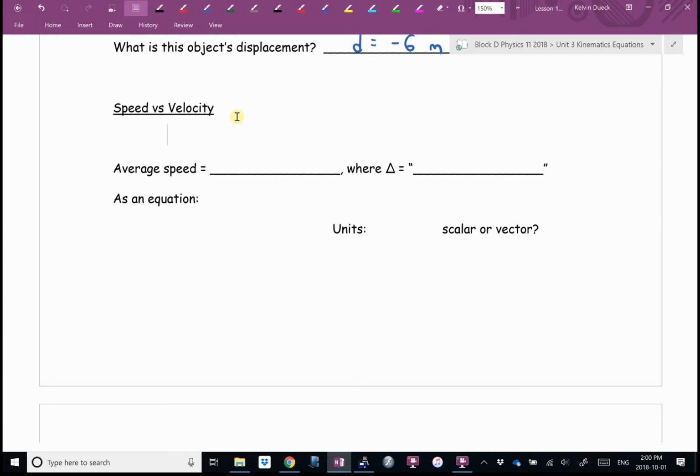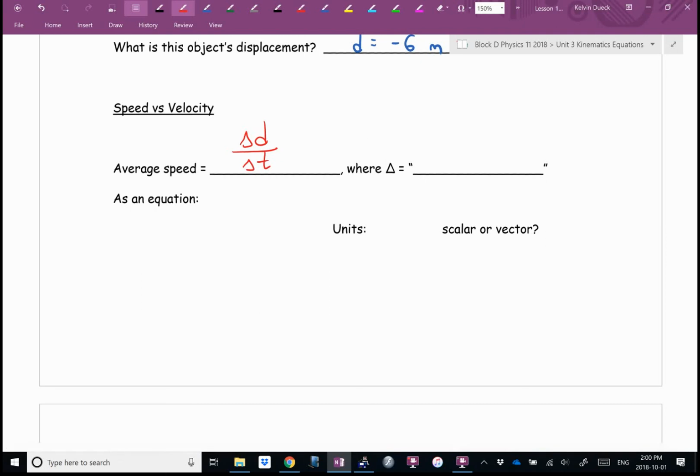Average speed. Your average speed is defined as the change in distance over the change in time. That's a little triangle, except it's not called a triangle.